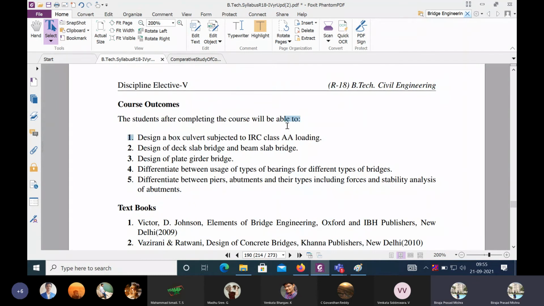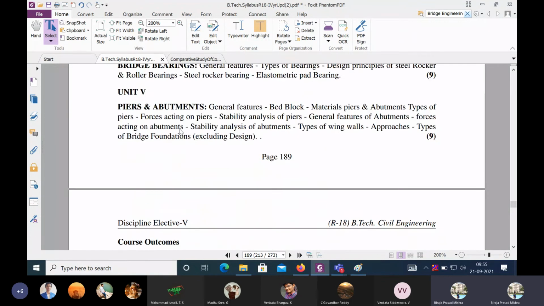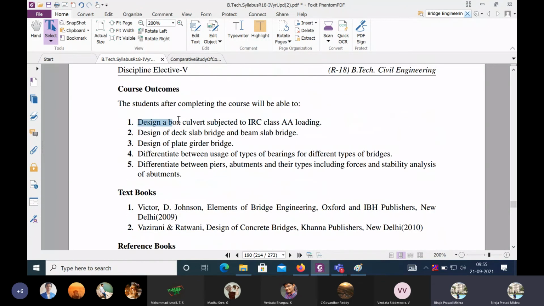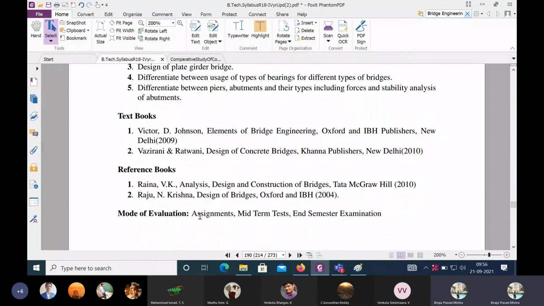In the first one you can do the design. So what are the course outcomes? After this you can give a rough design estimate for a box culvert subjected to IRC Class A loading. You can also give the design of deck slab bridge and beam slab bridge. In the third one you can give the design of plate girder bridge. In the fourth one you can differentiate between the types of bearings for different types of bridges. And in the fifth outcome, you will be able to differentiate between piers, abutments and their types, including the forces and stability analysis of abutments.